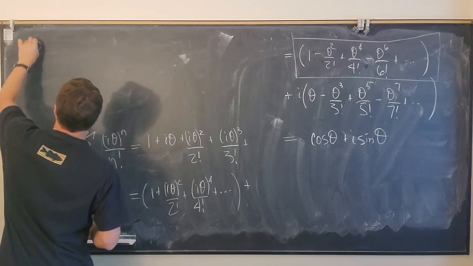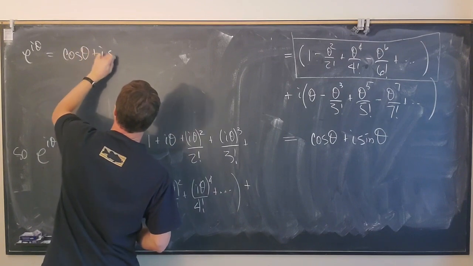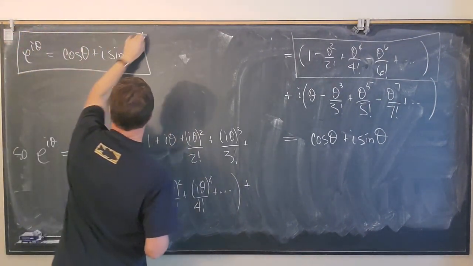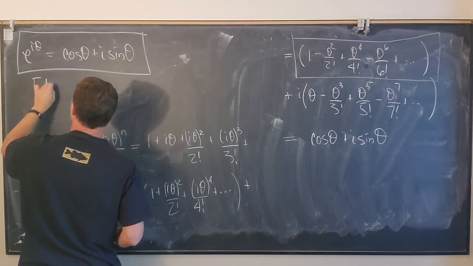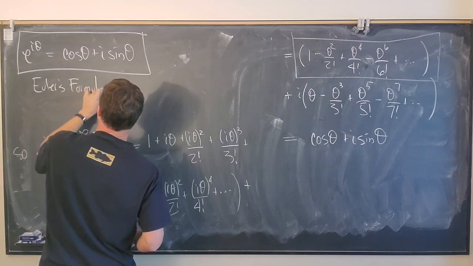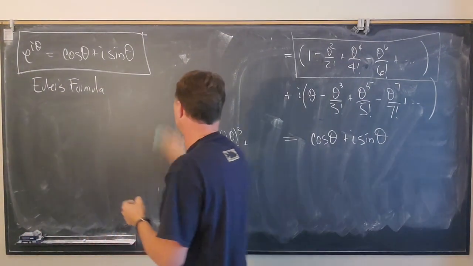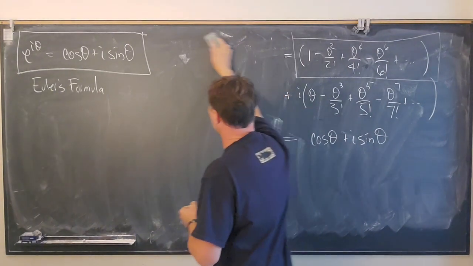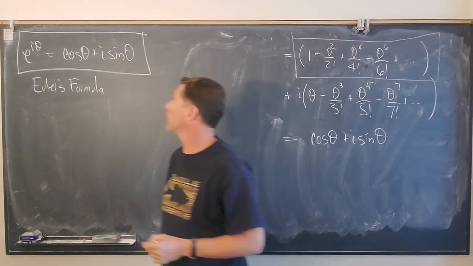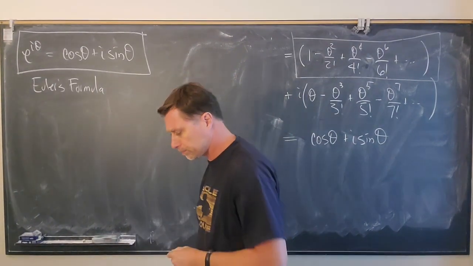So let's collect what we have here. e to the i theta is equal to cosine theta plus i sine theta. That formula right there is known as Euler's formula. And maybe you've seen this before. It's okay if you haven't. It's a true fact we just derived using a little bit of knowledge of power series that this exponential function e to the i theta is equal to cosine theta plus i sine theta.